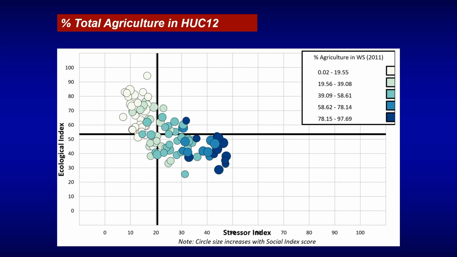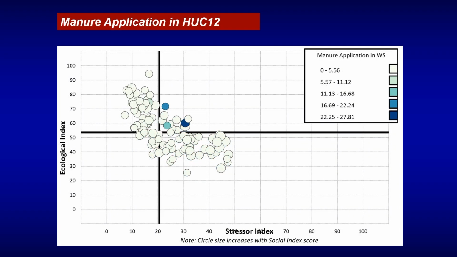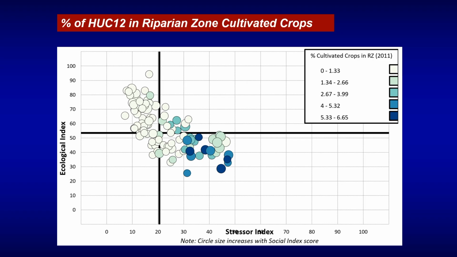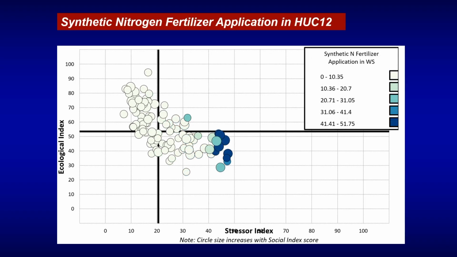Variation in total agriculture correlates well with the overall upper left to lower right, least to most impacted gradient of the screening in general. High manure application values, however, are limited to a few HUC-12s of better than average condition. Cultivated cropland in the riparian zone shows all its highest values in the lower right quadrant. And the highest synthetic nitrogen application rates appear to be strongly associated with the very highest stressor index scores at the far right.